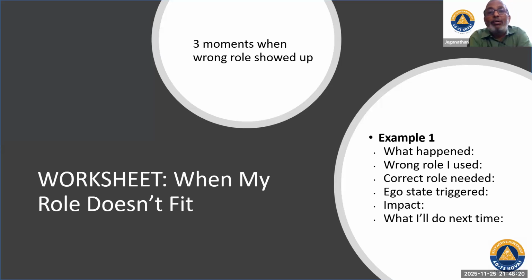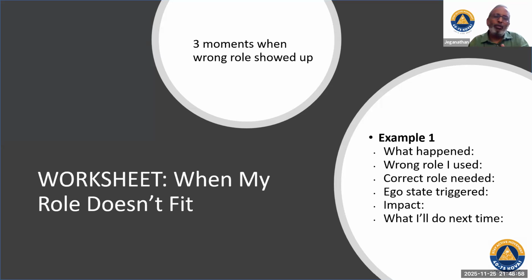So please take some moment to write these things down. Write 3 moments when wrong roles showed up in your life, probably in the recent past. What 3 wrong roles came up? 3 wrong roles, 3 moments when you showed the wrong role. You don't have to share it. Please note it down. So what you have to do after writing these 3 moments is explore each one separately.